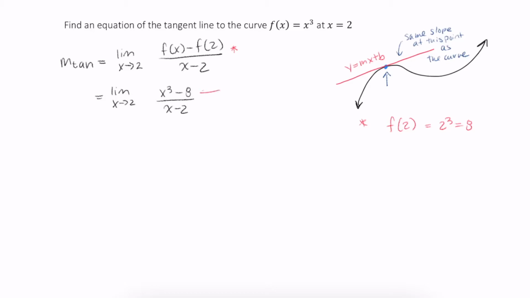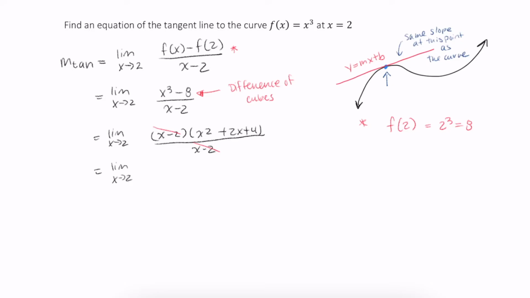What you see here in the numerator is a difference of cubes. So we end up with the limit as x approaches 2 of x minus 2 times x squared plus 2x plus 4, and this entire quantity is divided by x minus 2. So of course x minus 2 divided by x minus 2 is just 1. So we end up with the limit as x approaches 2 of x squared plus 2x plus 4.